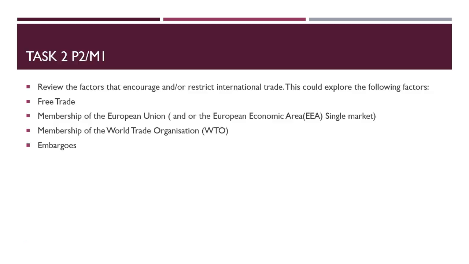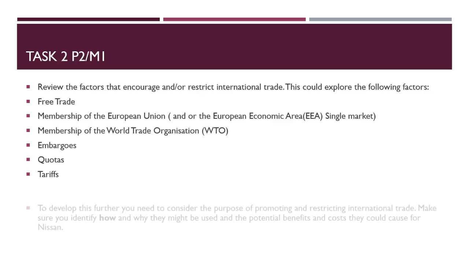Embargoes. What is an embargo? What does it do? Does it have a motive behind it? Especially important thinking about motive. Quota. What is a quota? Why would you restrict the number of things coming in, which is essentially what a quota is? What's the benefit? Tariffs, which come under the WTO rules again. What is a tariff? What does it do? What are the positives and the negatives?